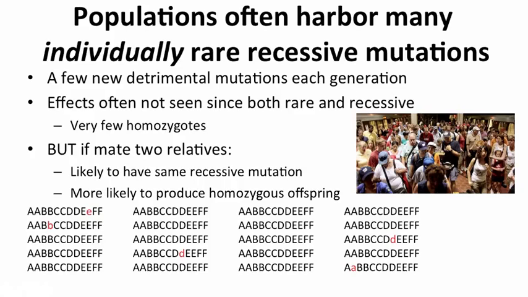But imagine that they're rare and recessive, so you're going to have very few homozygotes in the population. What starts happening if you have related individuals mate? If related individuals mate and have kids, they're likely to have the same recessive mutation, right? And they're more likely to produce homozygous offspring.